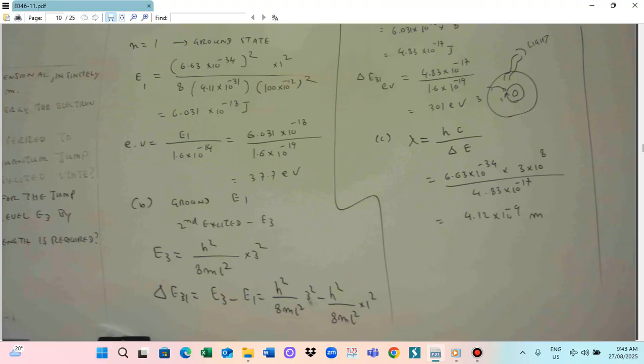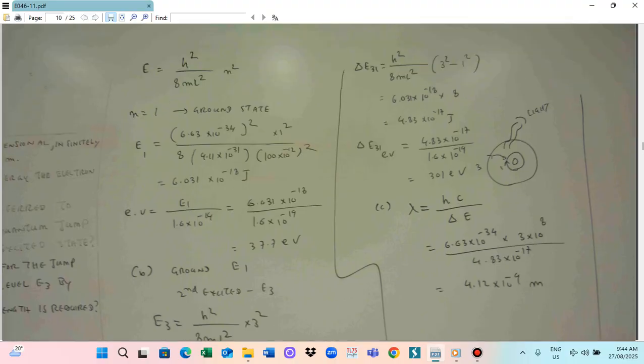E3 is equal to h squared divided by 8mL squared into 3 squared. So E3 minus E1 is the jump. So delta E31 is E3 minus E1. So E3 minus E1 is h squared divided by 8mL squared into 3 squared, minus h squared divided by 8mL squared into 1 squared. So by solving this one, we get E31.